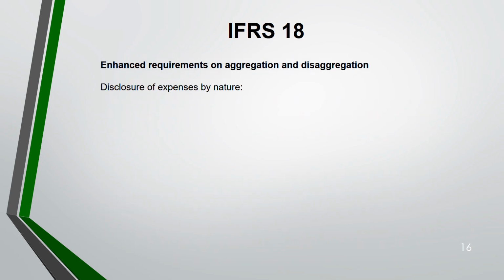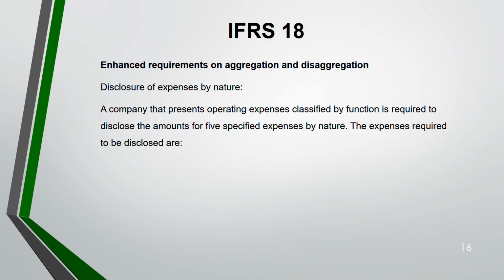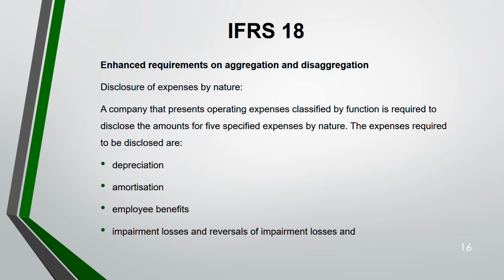Now, disclosure of expense by nature. A company that presents operating expenses that are classified by function, you have to disclose the amount for the specified expenses by nature. Remember, if you are presenting by function, you have to disclose under the note how it will be classified by nature. So the expenses that are disclosed are depreciation, amortization, employee benefits, impairment loss, reversal of impairment loss, and write-down and reversal of write-down of inventories. This you have to disclose because these are by nature.